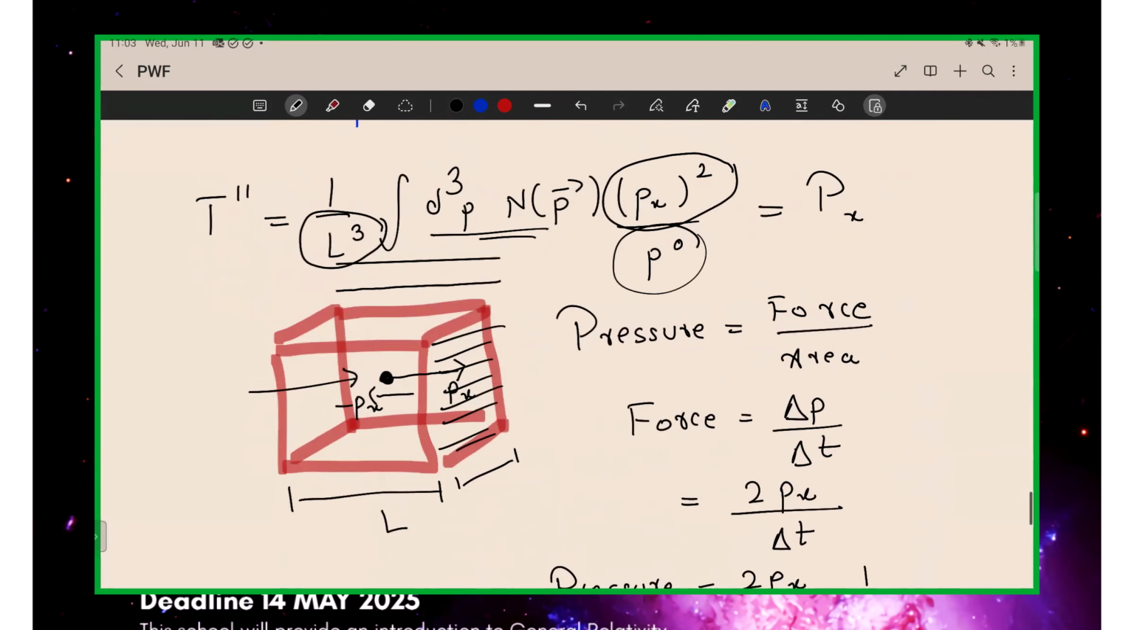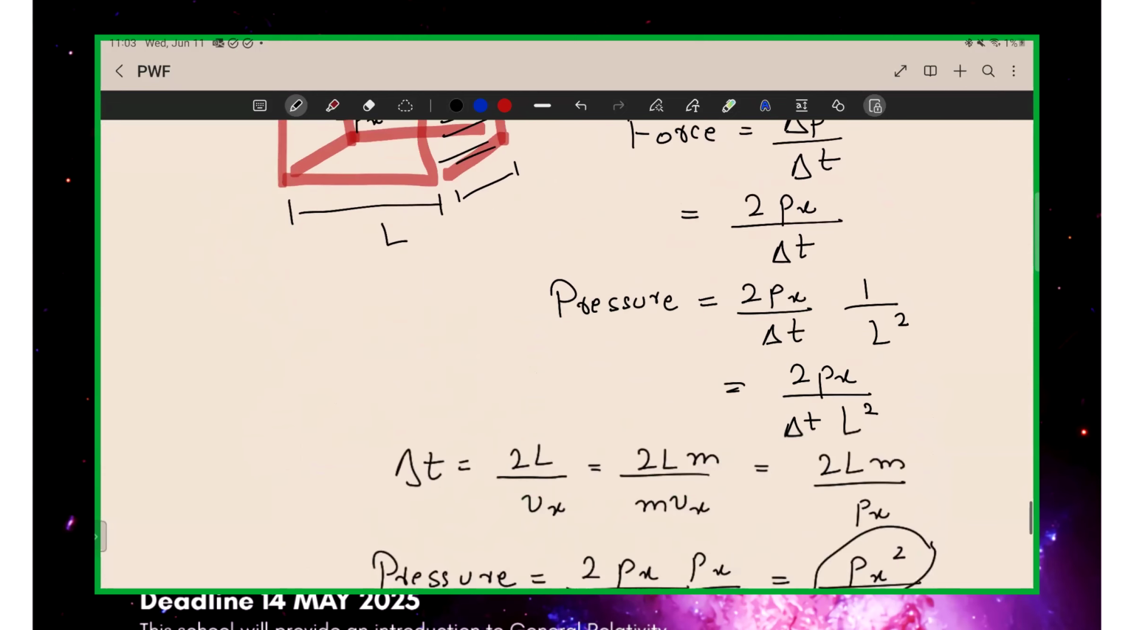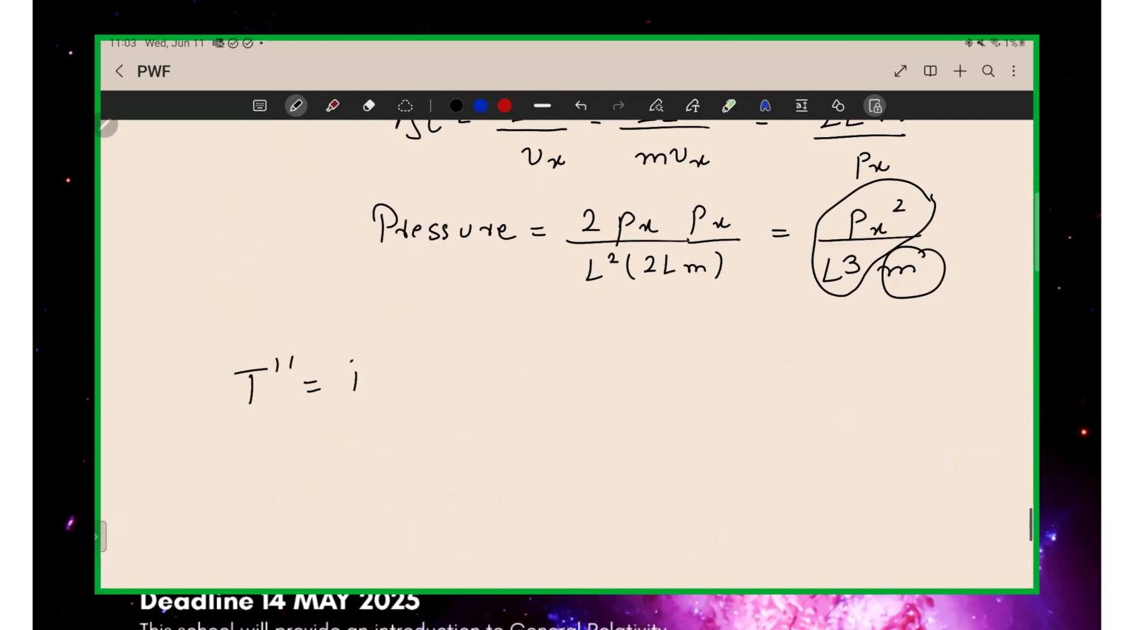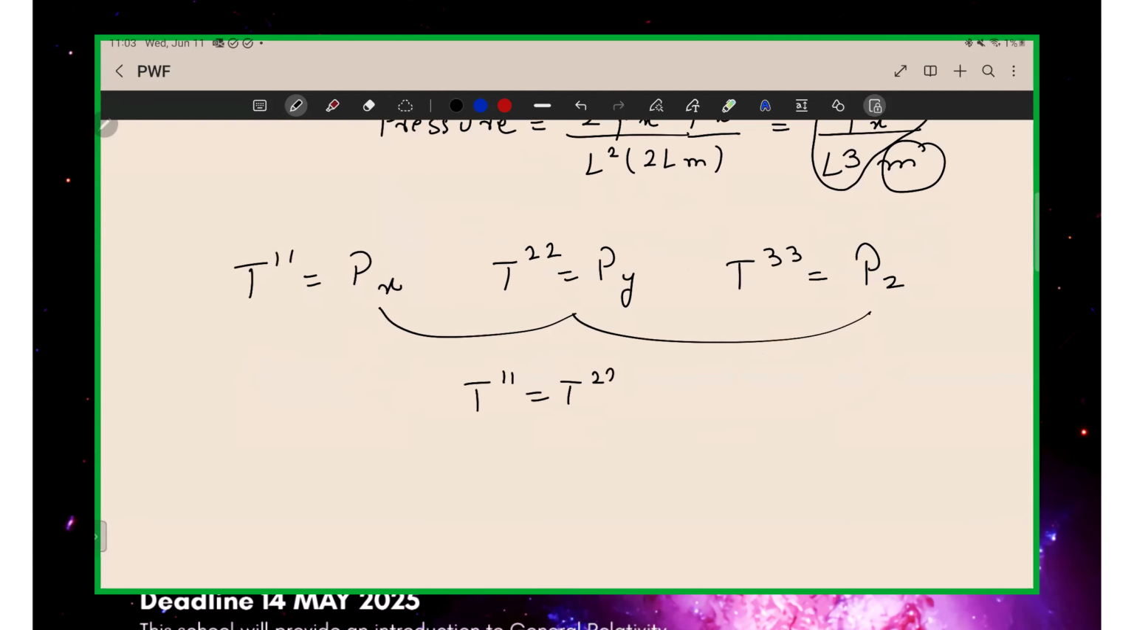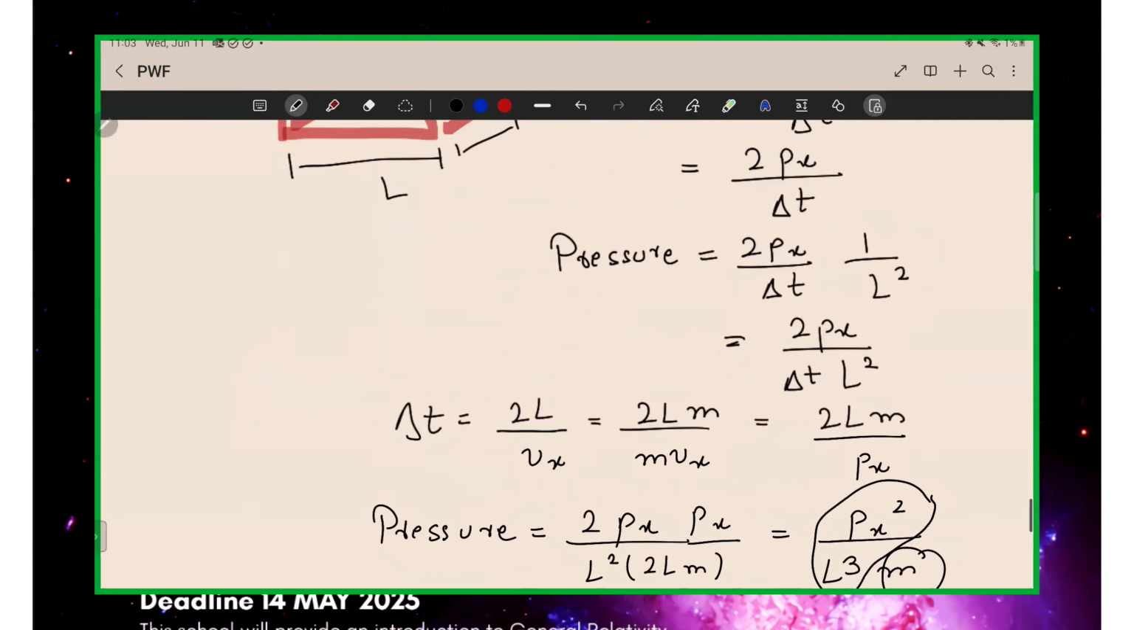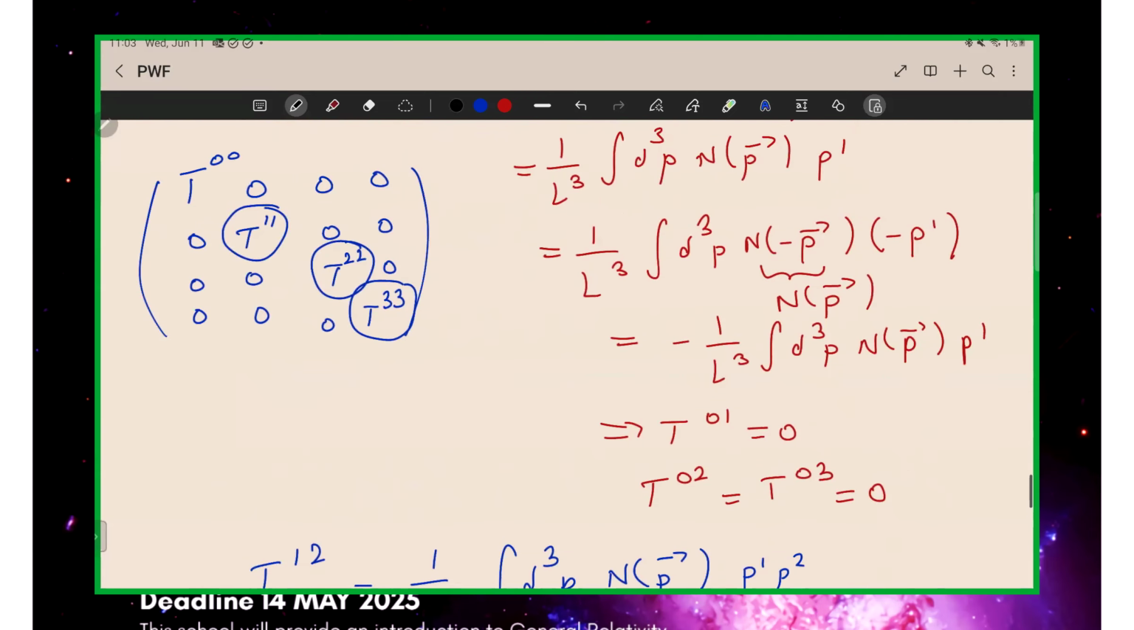Now, since there is no preferred direction, there is no reason why pressure in the x direction should be different from pressure in the y direction, and no reason why that should be different from the z direction. So T11 is the pressure in the x direction, T22 is the pressure in the y direction, and T33 is the pressure in the z direction. Because the motions are random, these three should be equal, which means that T11 equals T22 equals T33. And therefore, these three entries in the stress tensor are just pressures.